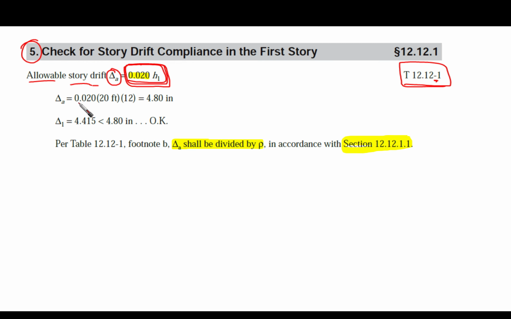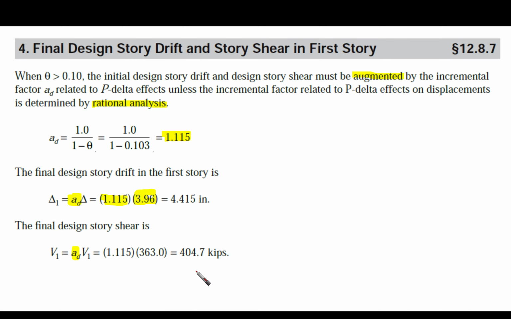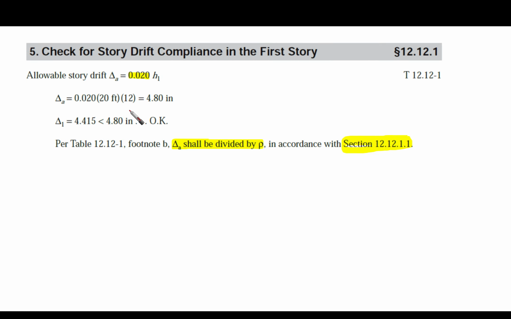So our 0.02, and the height of the story is 20 feet times 12 for the conversion from feet to inches. So we have 4.8 inches. This is the allowable. However, delta 1 from the previous slide was 4.415. So 4.415 is less than the limit, which is 4.8. Then we are okay, which means our story drift is compliant with the code.